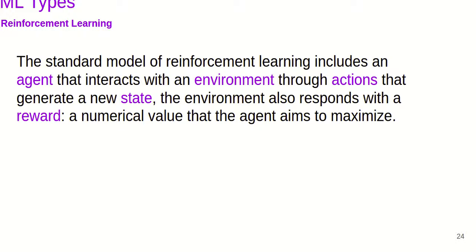The standard model of reinforcement learning includes an agent, the dog for instance, that will interact with an environment through actions, and this will generate new states, and also this environment will respond with a reward, and the reward here is a numerical value that the agent will aim to maximize. So this is summing up reinforcement learning.